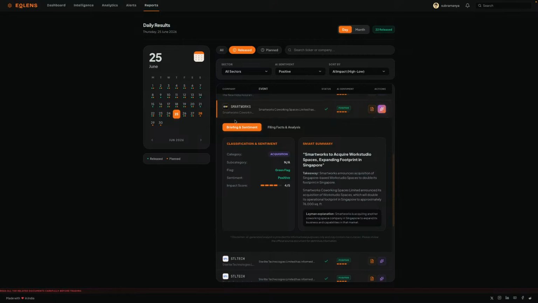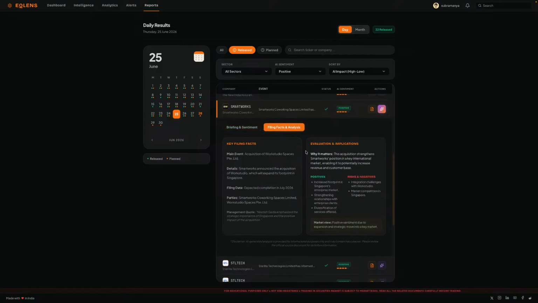Yep, SmartWorks co-working spaces acquisition. SmartWorks to acquire Work Studio spaces, expanding footprint in Singapore. All right, I'm not sure how much it will affect the Indian market.